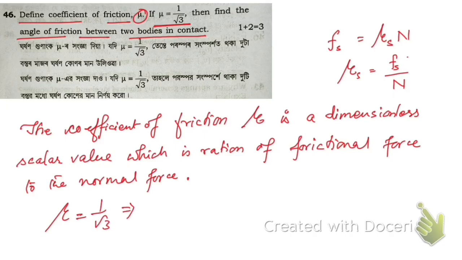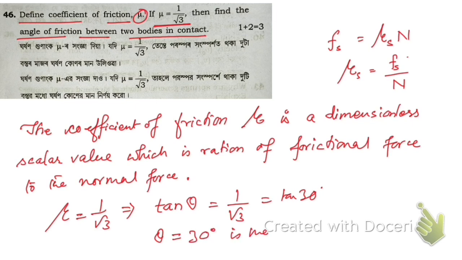and if the coefficient of friction is 1 by root 3, that means we know that the coefficient of friction is also given by tan of angle of friction, let me take that as theta, and 1 by root 3. We know that tan 30 is 1 by root 3, so here angle of friction must be 30 degree. Okay, so this is the angle of friction, right? So now let's move on to next question.